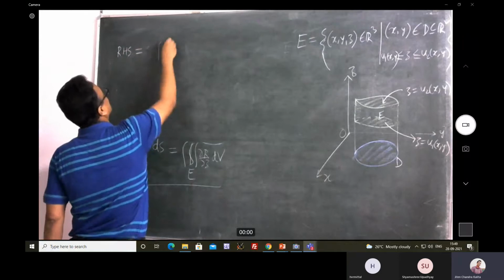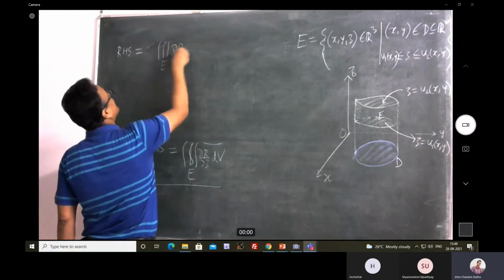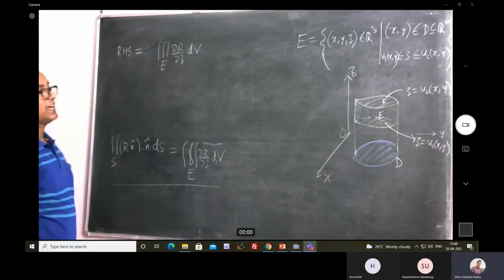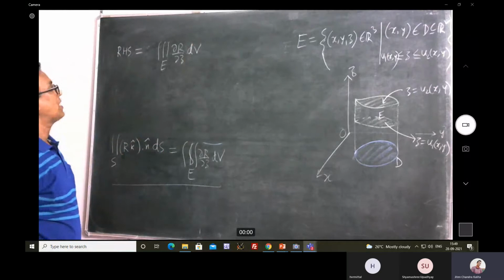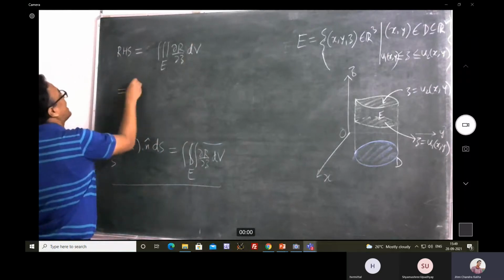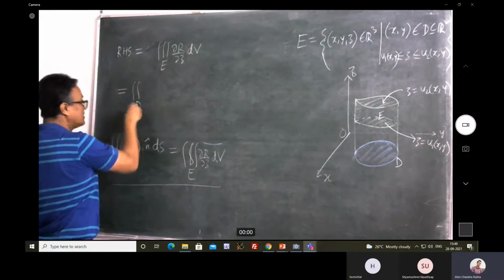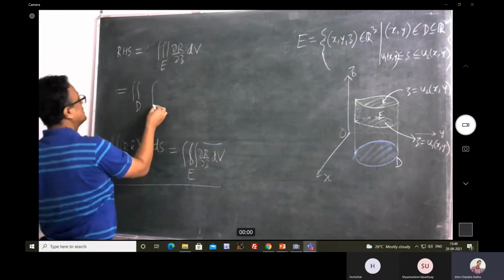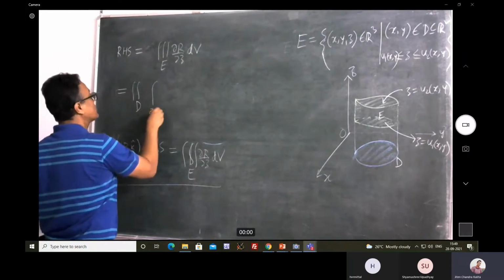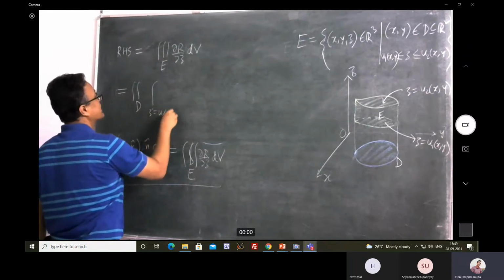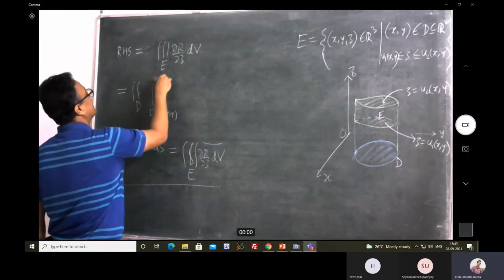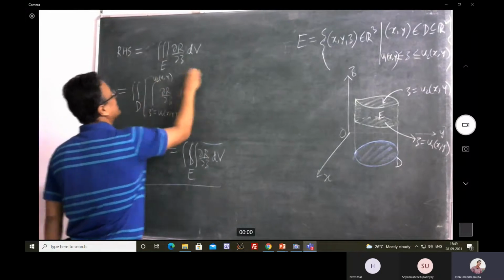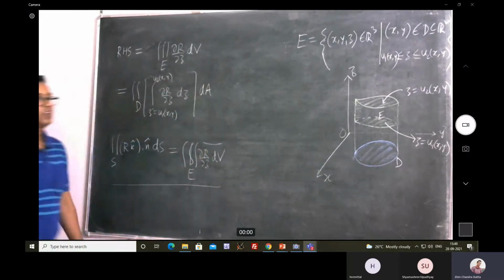I can write it as a triple integral. Since I have considered E to be a type 1 region, I can write this as the integral over D, and then for this I can write it as z equal to u1(x,y) to u2(x,y), and then the partial derivative of R with respect to z, dz, and then simply dA. Is it okay?